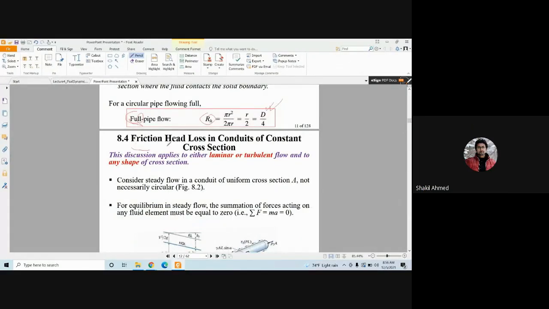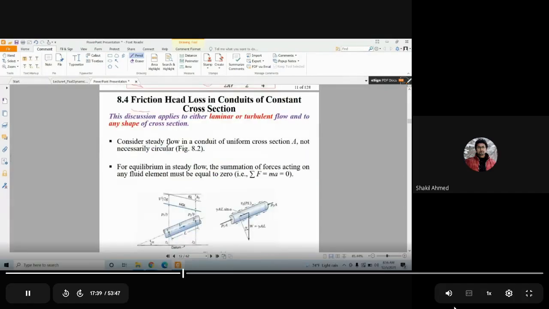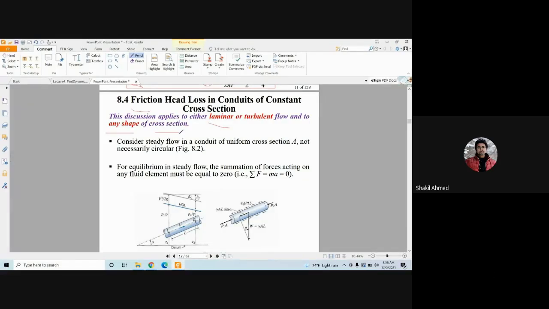Friction head loss in conduits of constant cross section. This discussion applies to either laminar or turbulent flow and to any shape of cross section. That means it can be applied to almost all of the conditions. So this is a general kind of derivation or expression.